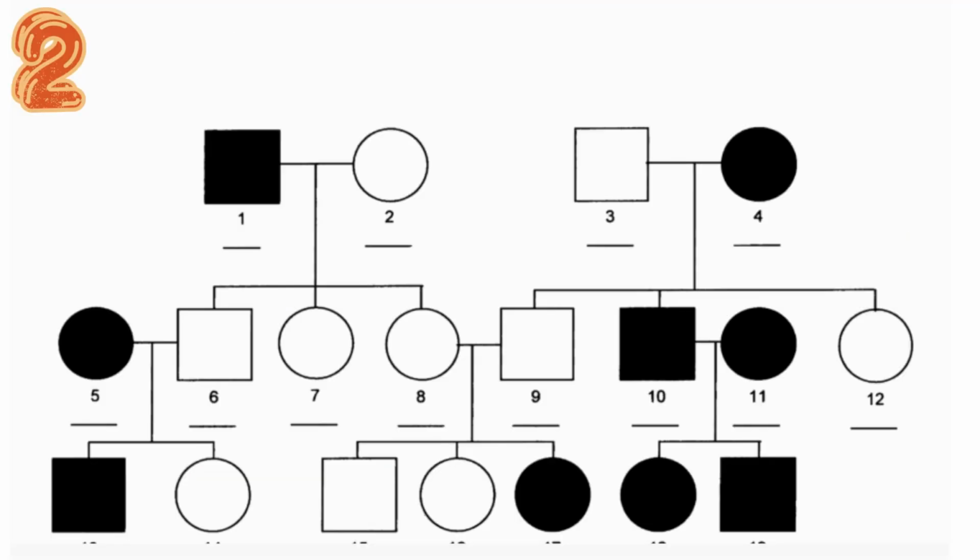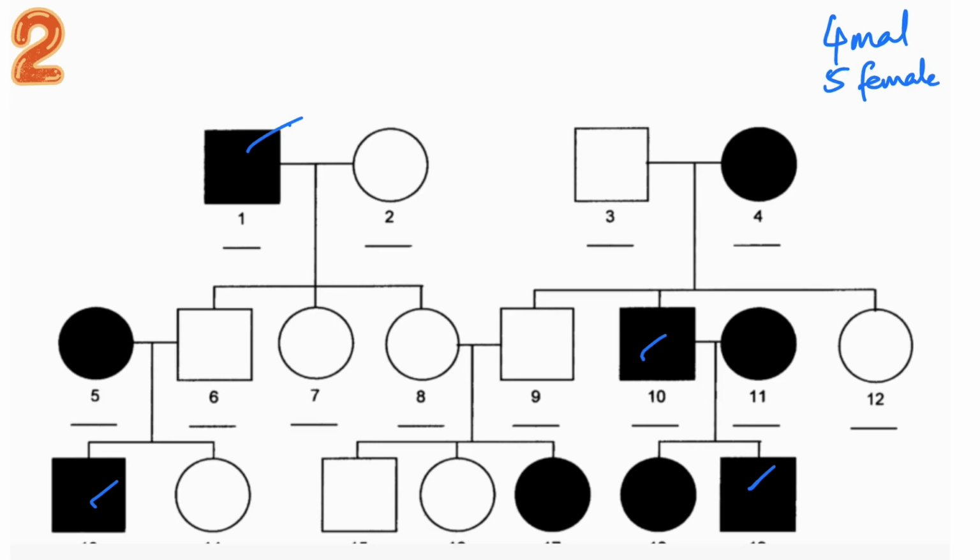In this pedigree chart, you'll see that the males and females are equally affected. There's around 4 males and 5 females. So that's not a big difference, right? Almost equal numbers of males and females are there. We can say that it's autosomal.